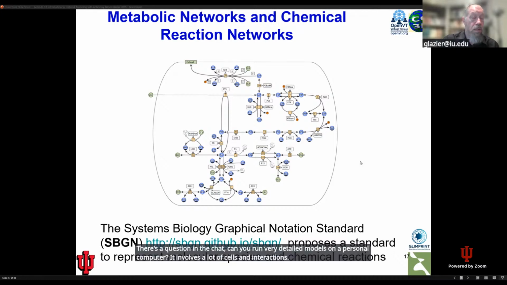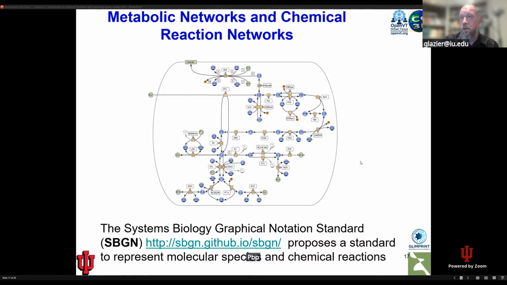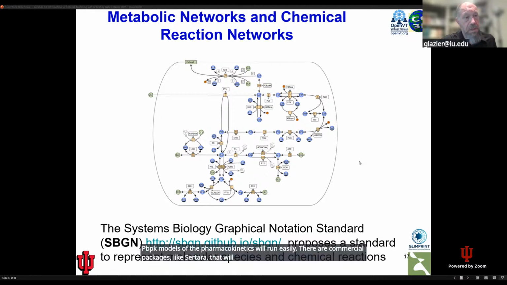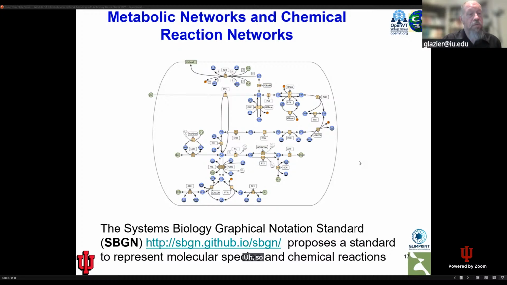There are huge metabolic models with 20, 30,000 variables that are actually pretty well characterized. Those tend to use non-dynamic approaches called flux balance approaches. Those will run on a PC. One replicate of them will run on a PC with no problem. PBPK models of the pharmacokinetics will run easily. There are commercial packages like Certara that will run easily on your PC. So individual network models typically are not very demanding to run.